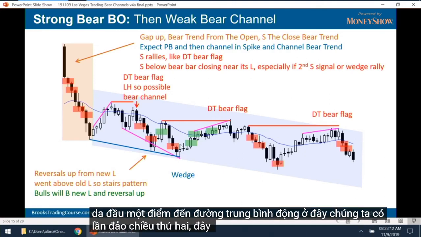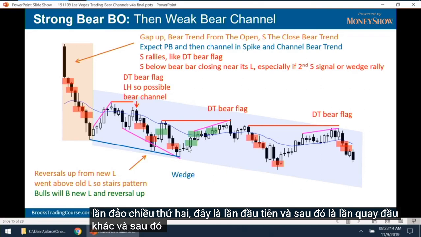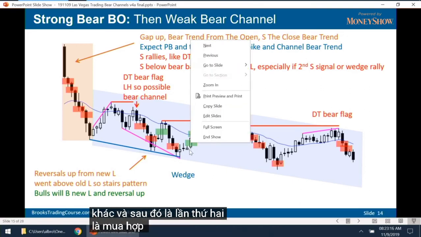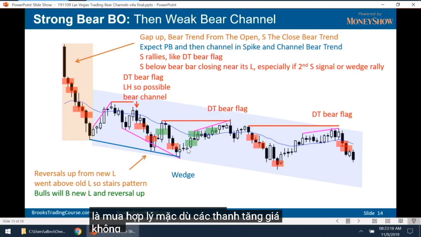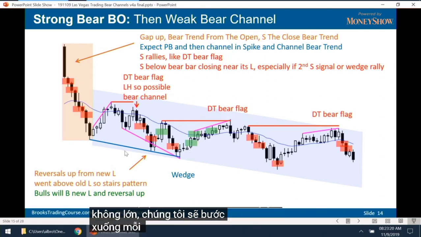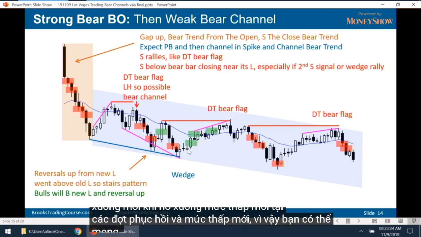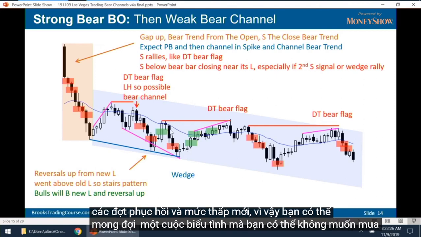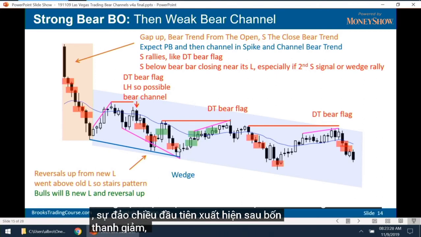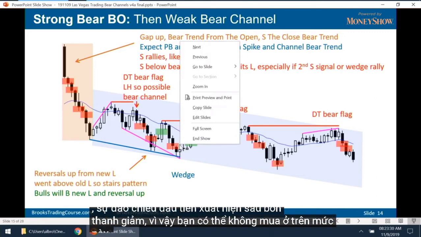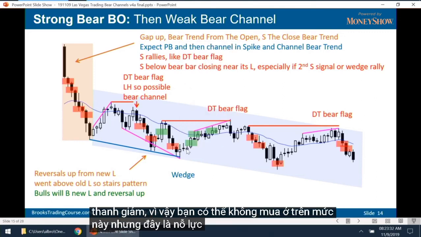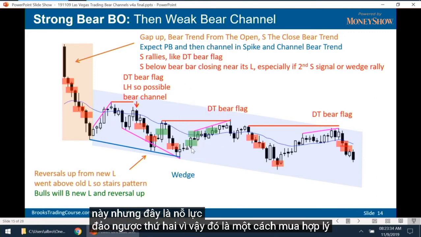Here we got a second reversal up. Here's the first, and then another pullback, and then a second. A reasonable buy. Even though the bull bars are not big, we're stair-stepping down. Every time it goes to a new low, it rallies. New low, it rallies. So you'd expect a rally. You might not want to buy the first reversal up here after 4 bear bars, so you might not buy above this, but this is a second attempt to reverse up, so it's a reasonable buy.